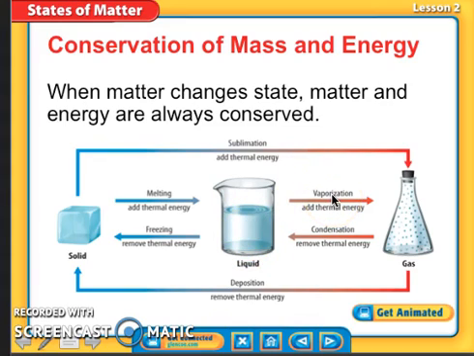Now if you go through vaporization, do you remember the two kinds? Boiling and evaporation. When you go through vaporization by adding thermal energy, it turns into a gas. Now if you want to reverse that, if you slow down the particles, take away the thermal energy, you go through condensation, you turn back into a liquid. From the liquid state, if you slow down the particles even further, you hit that freezing point, removing thermal energy, and you go to a solid.